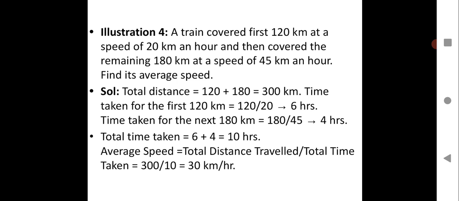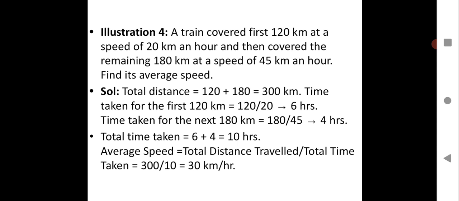So here, to get time, you are dividing the distance by the speed. As you all know the formula, speed is equal to distance upon time. But if you want to find time, then time is equal to distance upon speed. So for the first one, time taken will be distance upon speed.